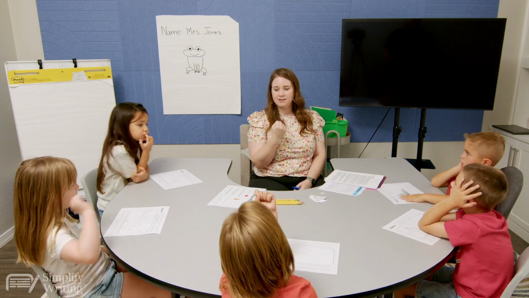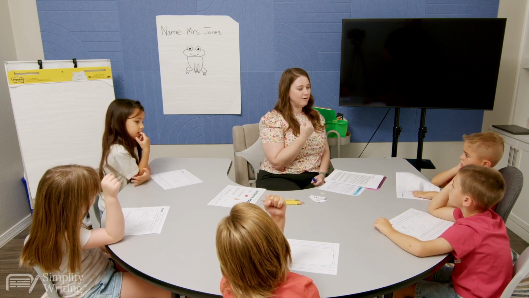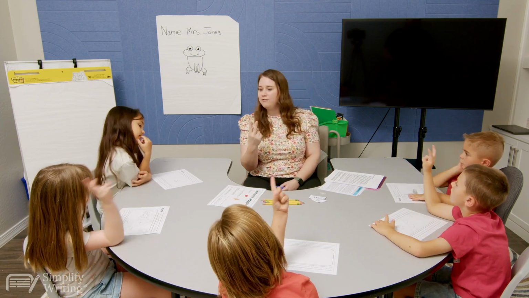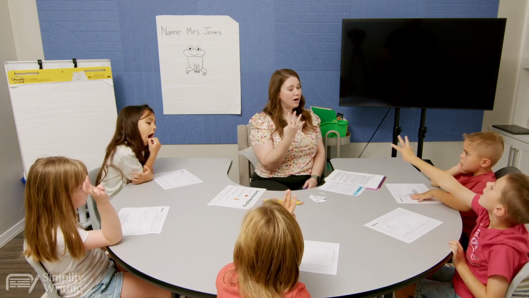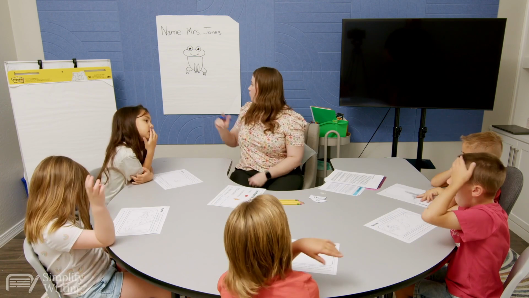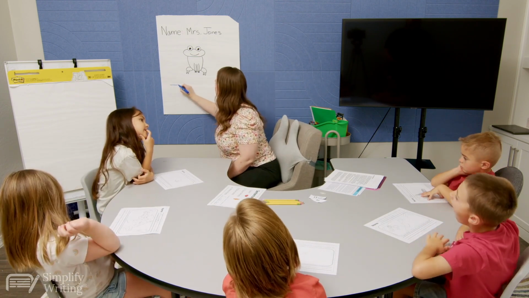Now let's count our words in this sentence. Hold up your fist. Ready? Let's count one for each word. Ready? Say it together. The frog can hop. How many words in my sentence? Four. So I'm going to draw 4 lines, one for each word in my sentence.